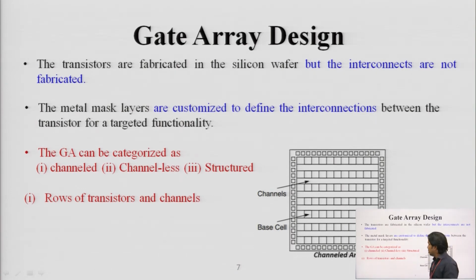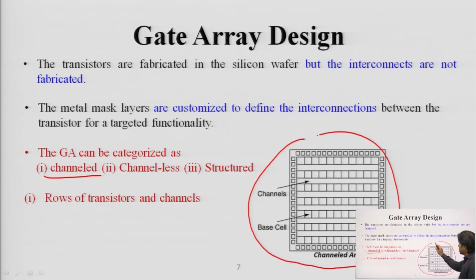In this diagram, we will first see the channeled one. So, the channeled gate array. This is the structure of the channeled gate array, where you can see that we have different blocks that are connected to one another in array form. Clear. In between these cells, we have a small space. So, we can assume that as a channel. Clear. And this small box is your base cell, where we have a transistor.